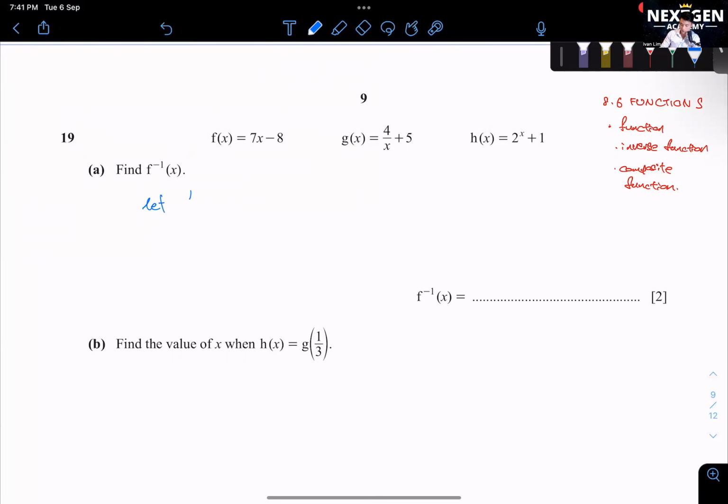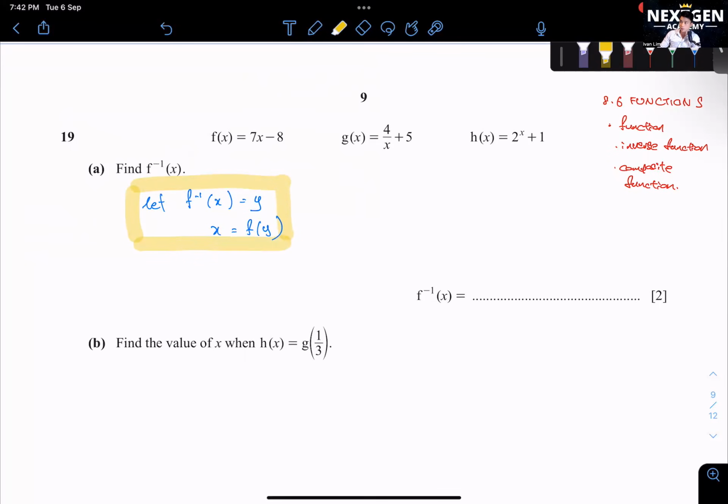Okay, let f inverse x equals to y. Then x will be equals to f of y. I always start with this statement when we do inverse function. So x will be equals to 7y minus 8. I want to find what is y. So x plus 8 equals to 7y. X plus 8 over 7 will be equals to y. Therefore, f inverse x equals to x plus 8 over 7.